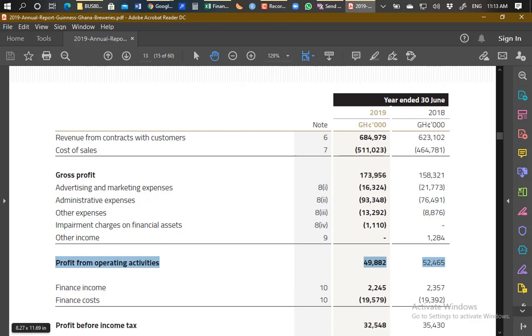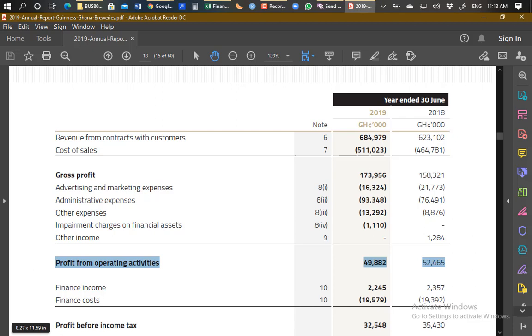Then others might also be investing in Guinness, for example. There are maybe banks which are financing the operations of Guinness. There may be some individuals who have granted some heavy loans to Guinness, and some other institutional investors in Guinness. They will also demand interest. And the interest that Guinness Ghana needs to pay to those people that are investing in Guinness Ghana is what we call finance costs.